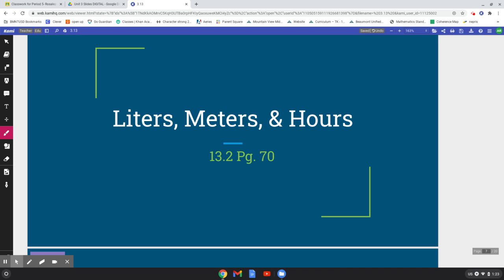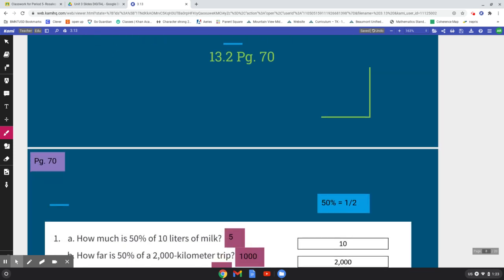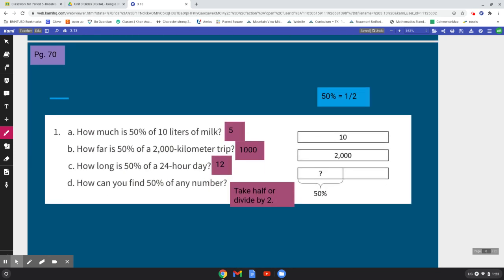Okay, so now we're on page 70 and we will get going with these in action here. It says, how much is 50% of 10 liters of milk? So 50% is half, right? Whenever we do half, I told you in the beginning, we just divide by 2. So 10 divided by 2 is 5.